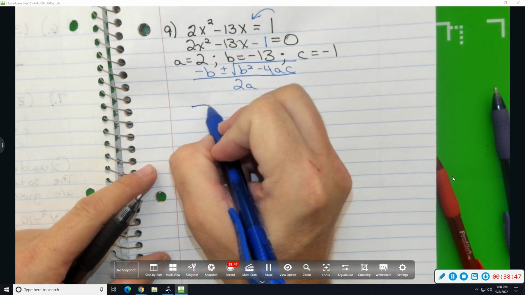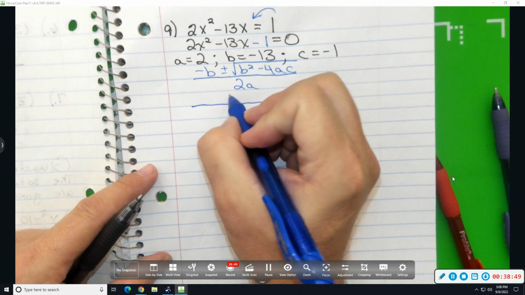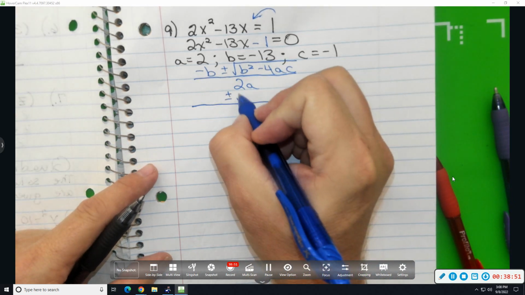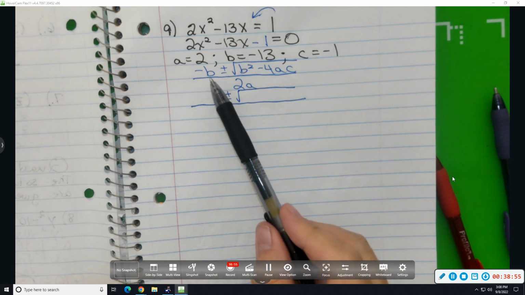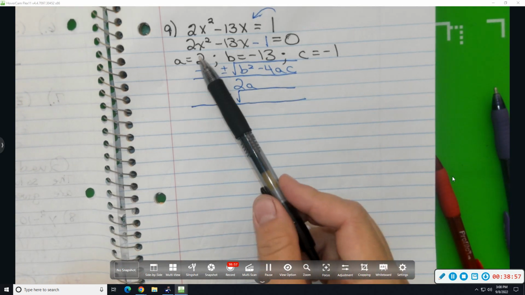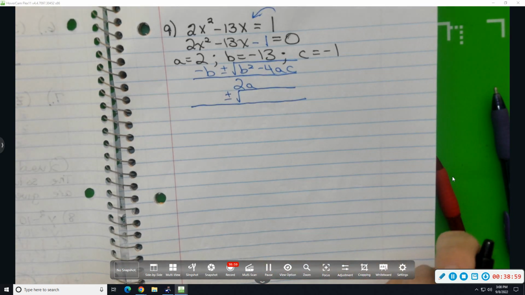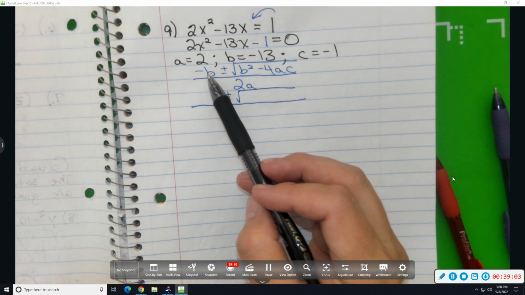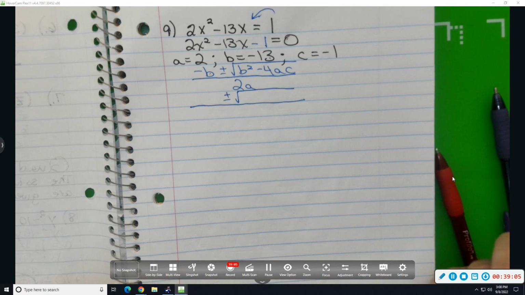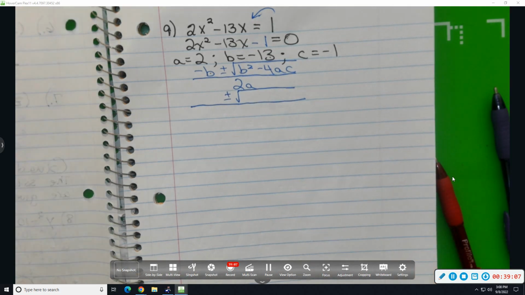I'm going to write down my quadratic formula for every problem until you have it committed to memory. Okay, so let's start plugging in. I like to put my plus minus, there's my square root. Negative B, we want the opposite of B, the opposite of negative 13. Positive 13.